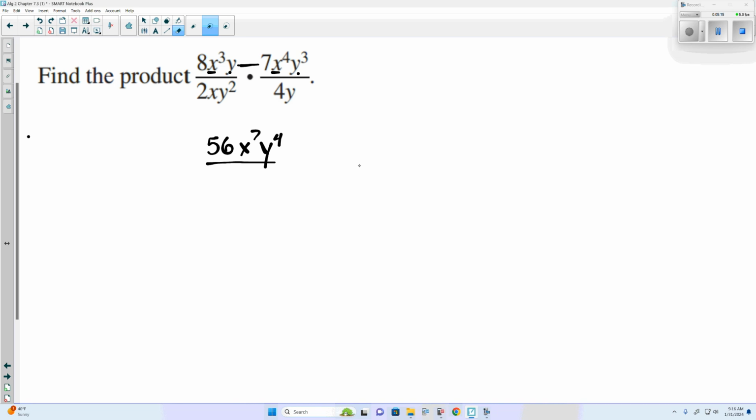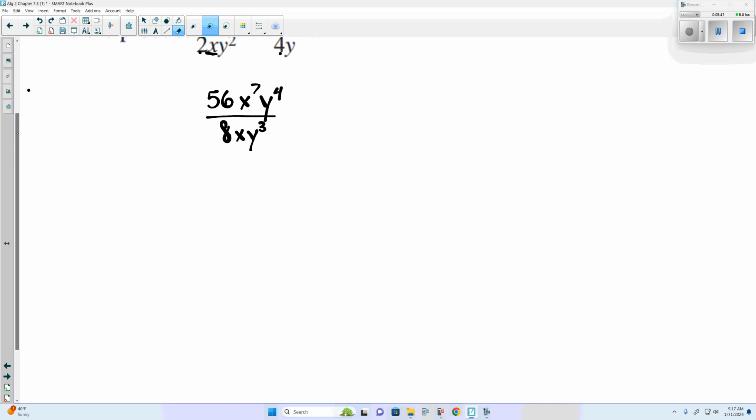Our denominators, we would do the same. First, we're going to start with our numbers, our 2 times 4, which is 8. Now, since we only have one x, we don't have an x in the other spot. We would just have x to the first. And lastly, we have y squared times y to the first. So our 2 plus 1 would give us y to the third. So once we finish multiplying, then we simplify.